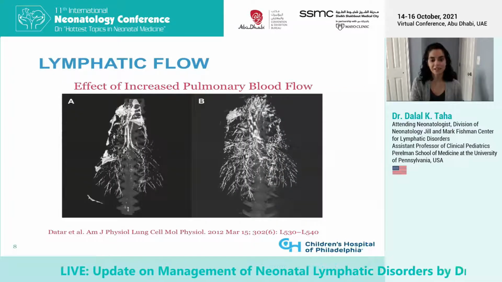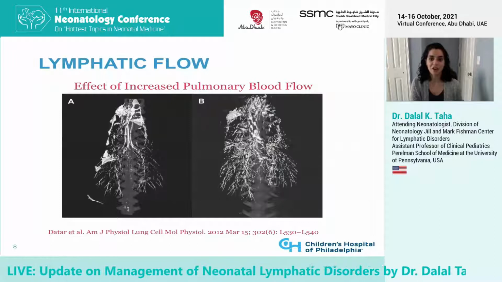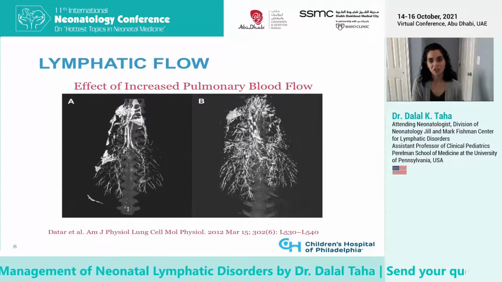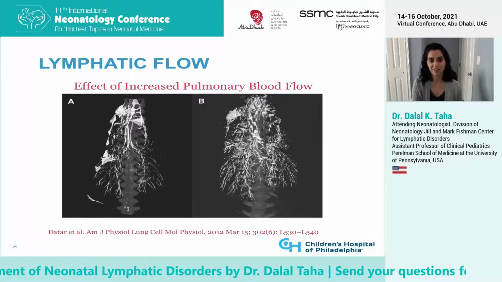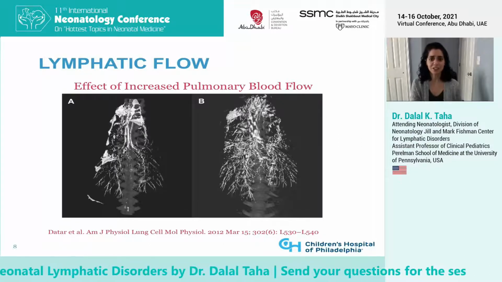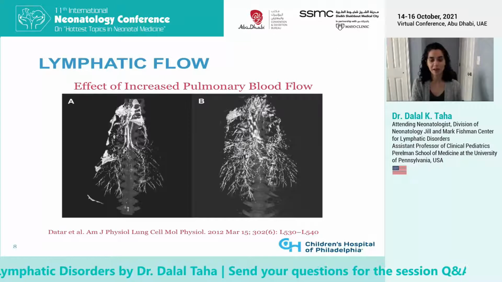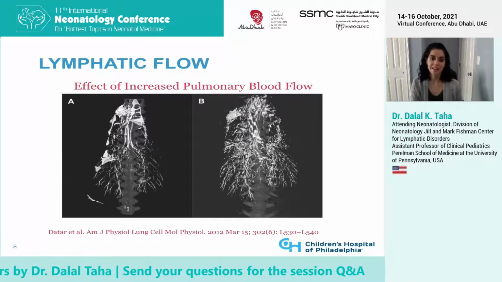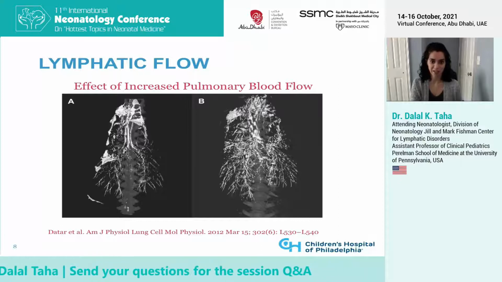In a study using a lamb model, it was found that chronic increases in pulmonary blood flow led to lymphatic congestion and decreased flow through lymphatic vessels. Increases in pulmonary blood flow over time also caused structural changes in the pulmonary lymphatics, and these vessels became larger and more dilated.